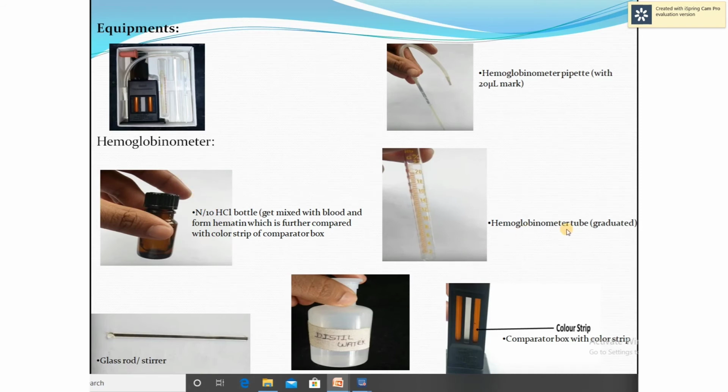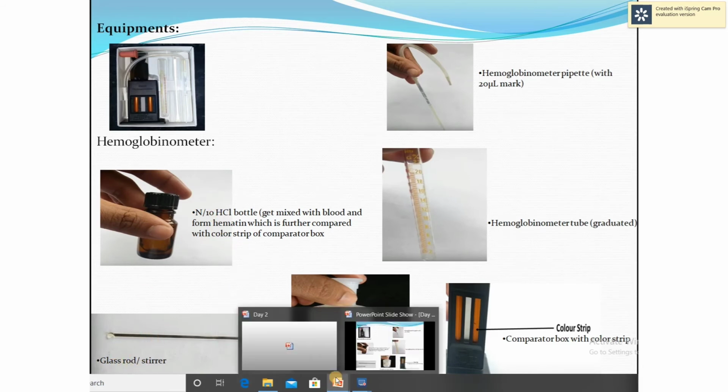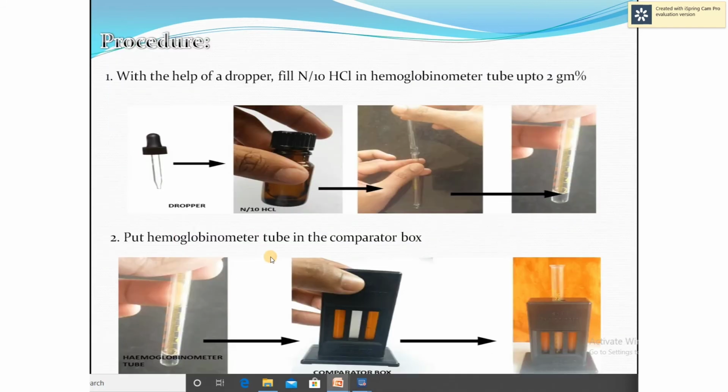Next, this is a hemoglobinometer tube where this mixing will be done, and it is graduated. The next thing is the glass rod or stirrer, which will help in mixing the blood with the N/10 HCl, or distilled water for that matter.